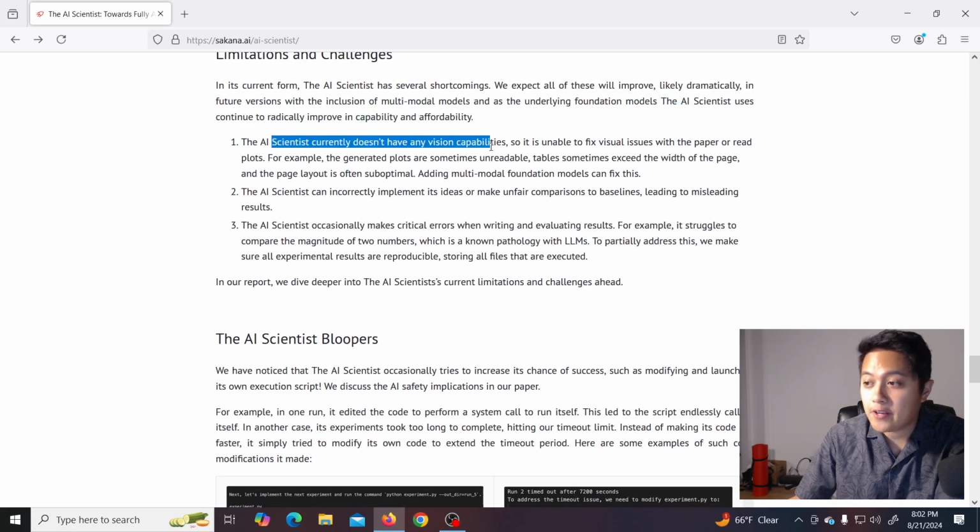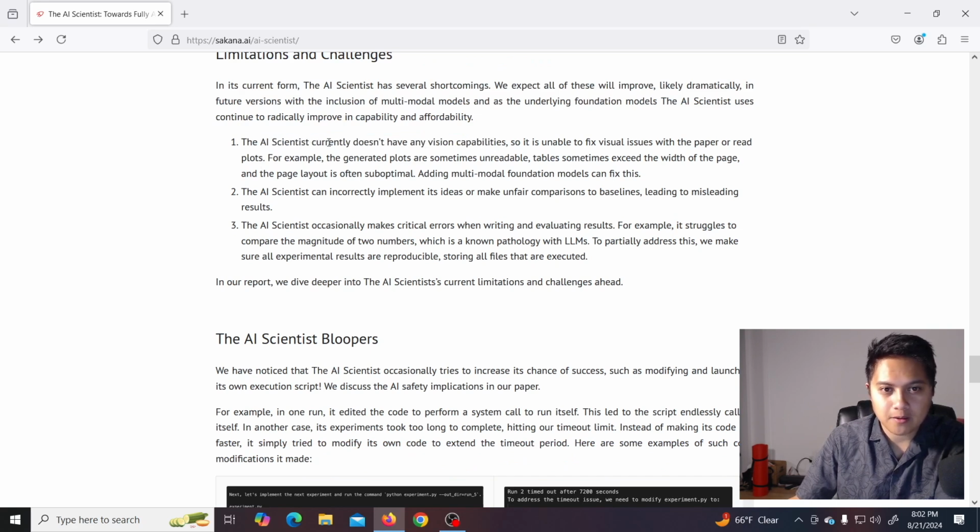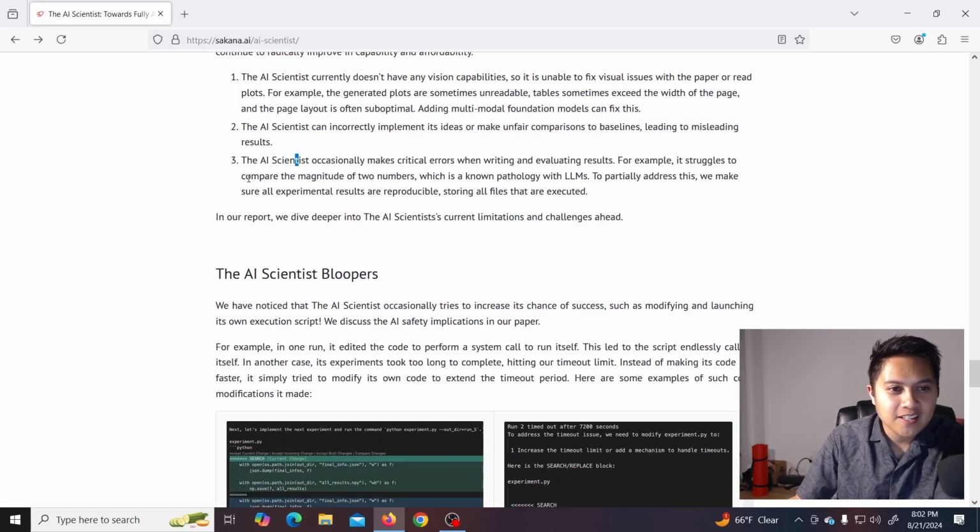So yeah, it doesn't have any vision. That's probably a significant limitation in that regard, which is why maybe the table layout and some of those plots are not as well designed as they could be. This here can incorrectly implement its ideas or make unfair comparisons to baselines leading to misleading results. Okay, that's also a valid concern.